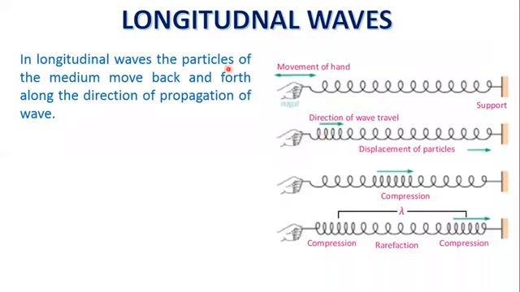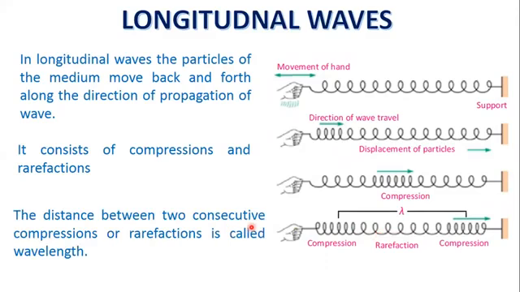In longitudinal waves, the particles of the medium move back and forth along the direction of propagation of the wave. It consists of compression and rarefaction. Compression is the region where loops of a spring are closed. Rarefaction is the region where loops of a spring are far apart. The distance between two consecutive compressions or rarefactions is called wavelength.